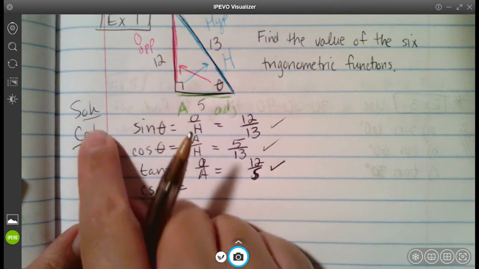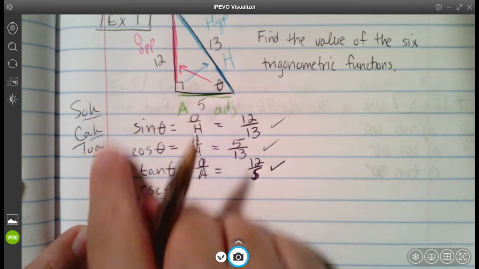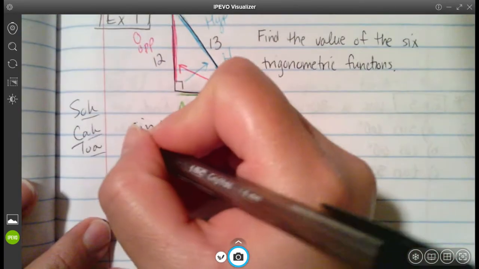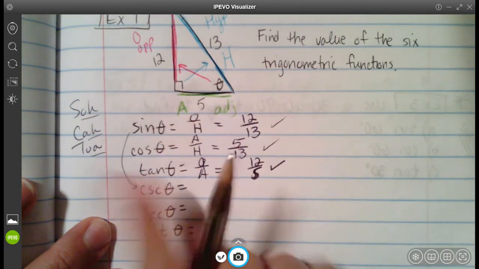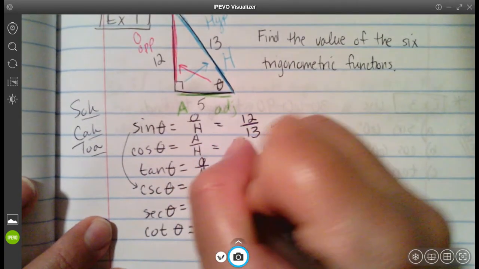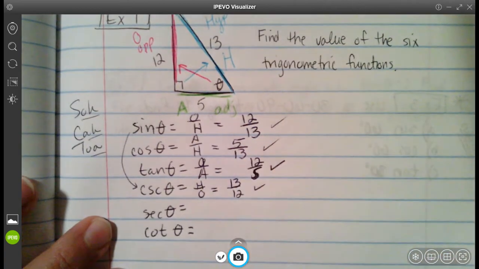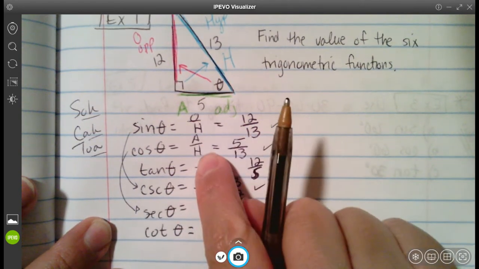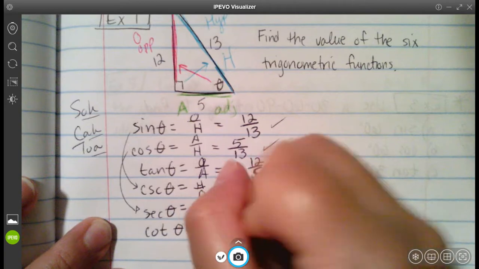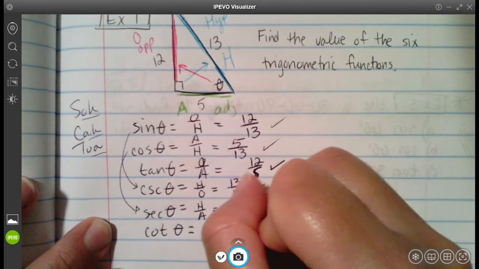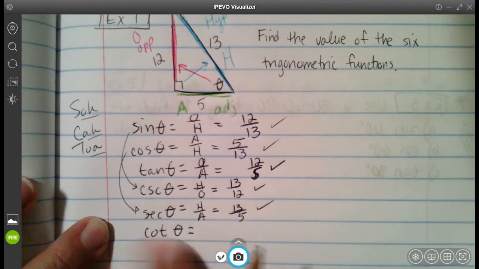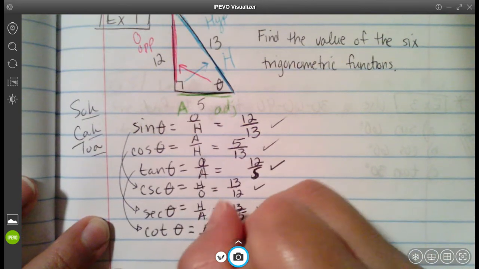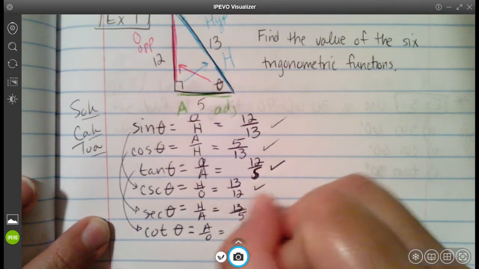Cosecant, now these are not part of SOHCAHTOA, but remember that they line up with them, they're just flipped. Cosecant is the reciprocal of sine, so I'm just going to flip this one. It would be H over O, which is 13 over 12. Secant is the reciprocal of cosine, so I'm going to flip this one now: H over A, which would be 13 over 5. And last but not least, cotangent is the reciprocal of tangent. So I'm going to flip these two: A over O, which is 5 over 12.